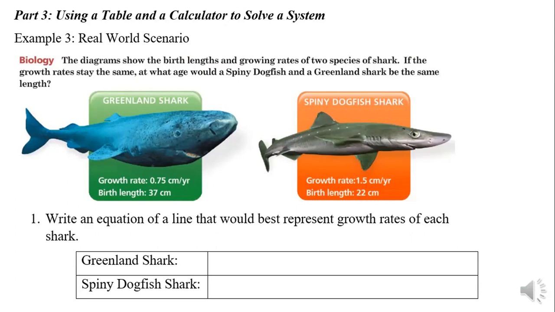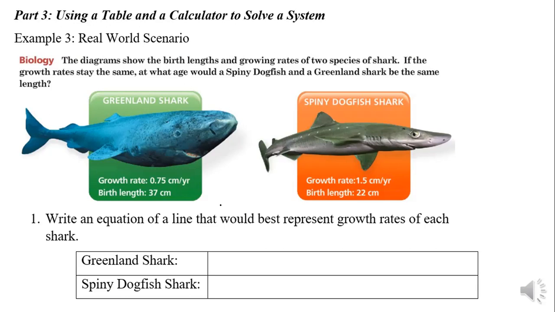When numbers get larger or we're dealing with decimals, sometimes it becomes more complicated to just graph on our own. So this example is going to be one where we talk about using the calculator to find their point of intersection. There should be calculators on your desk. If not, grab some.